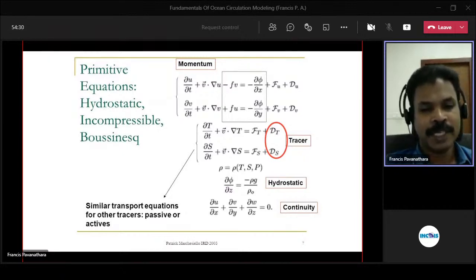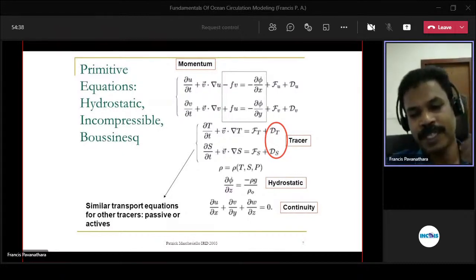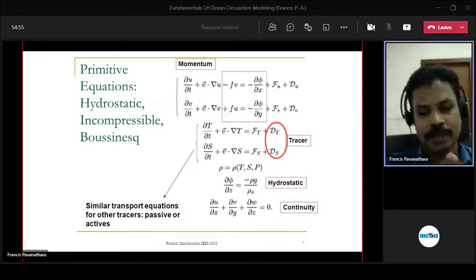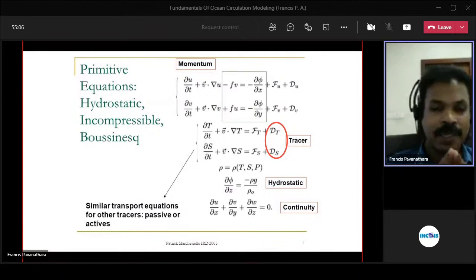And we assume that the water is incompressible, so we can say that continuity is achieved as a sum of the horizontal divergence and the vertical velocity gradient. So wherever there is a convergence, there will be a sinking of water, and wherever there is a divergence, there will be an upwelling. So we can get a vertical velocity from the continuity equation, assuming that the density is more or less constant. So that's the incompressible condition we are applying there.